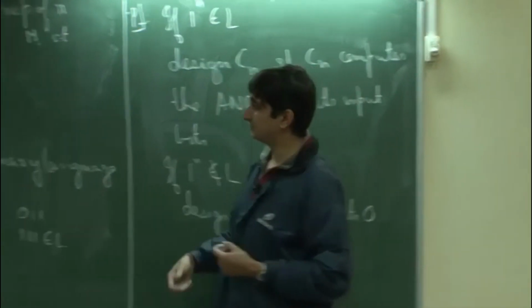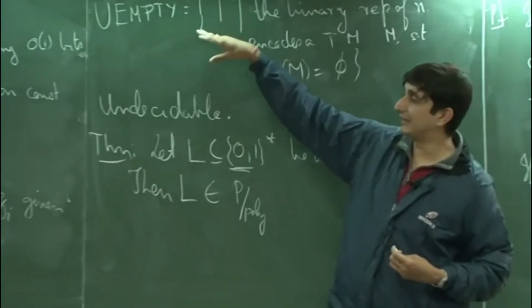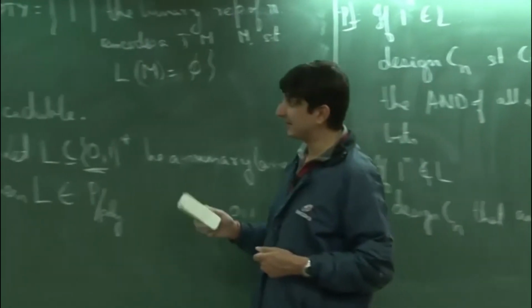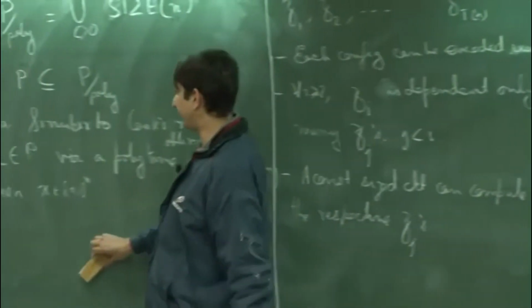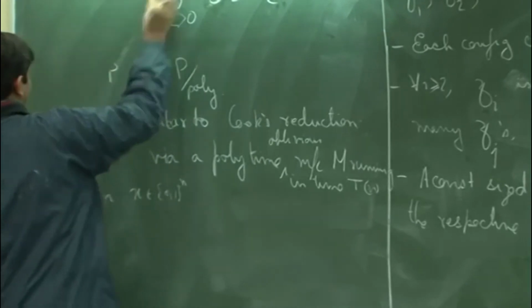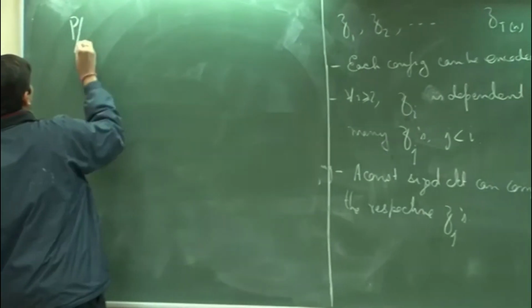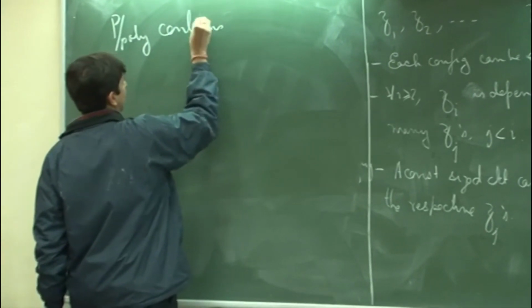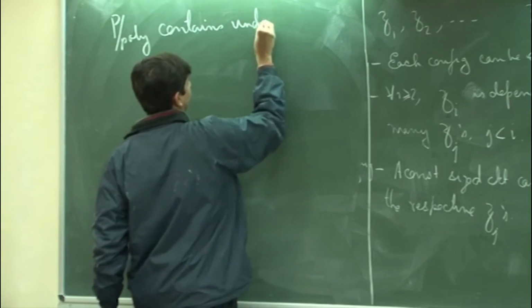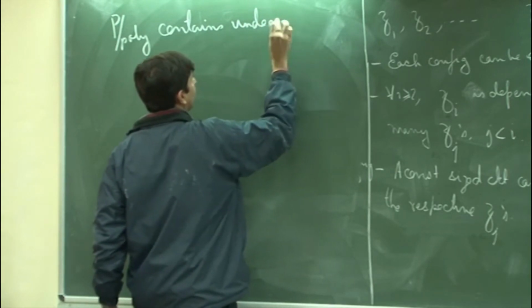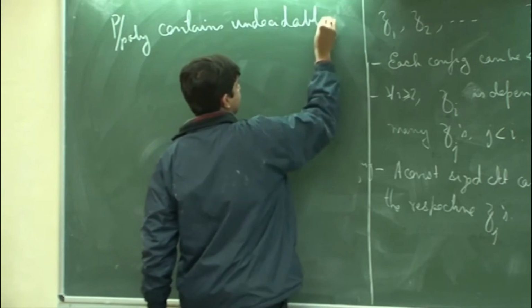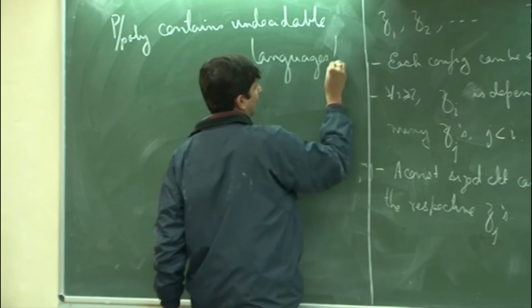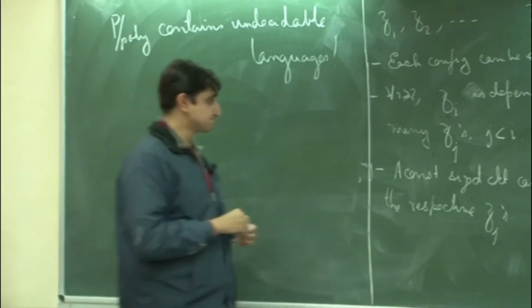Actually, the alphabet does not matter. I think you can also assume the alphabet to be unary, because even then this language would be undecidable. So, the whole point is that there are undecidable languages which are there in P/poly. So, P/poly contains undecidable languages.